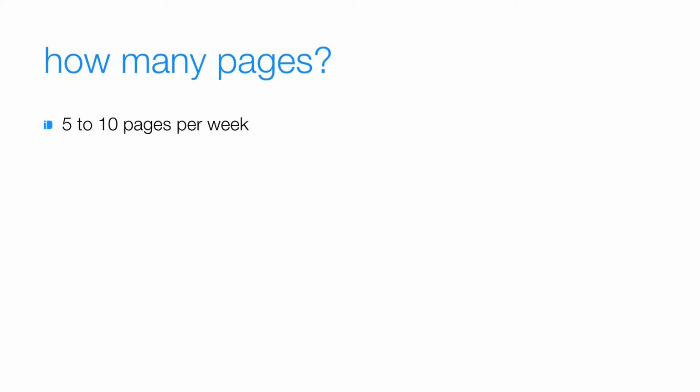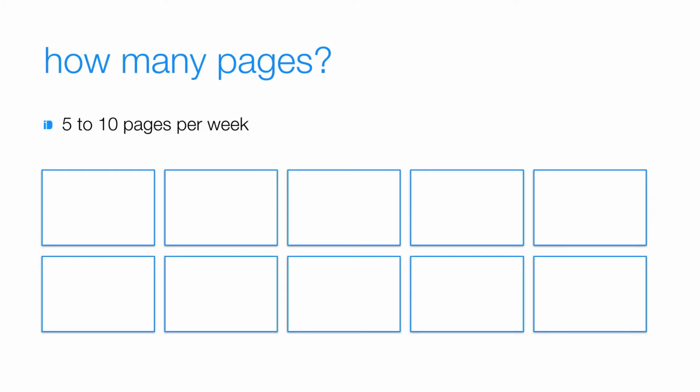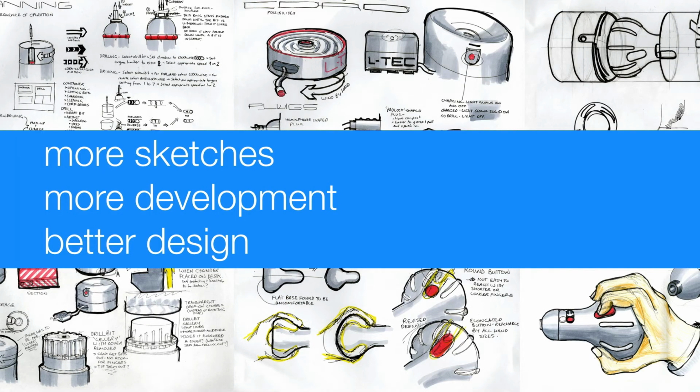Now, how many pages should you do in your DDR? Well, a rule of thumb we often use is between 5 and 10 pages per week. The reality is this is just a rough guide, and really the number of pages you do each week will depend on the stage of the project you're at. For example, when you're researching, you might be writing lots of notes in your DDR, but not necessarily doing lots of sketches at that moment. And at other stages, when you're ideating and developing the design, it's very easy to produce many, many pages per week. So this is only a very rough guide. The assumption is that more sketches will lead to more design development and ultimately produce better designs.